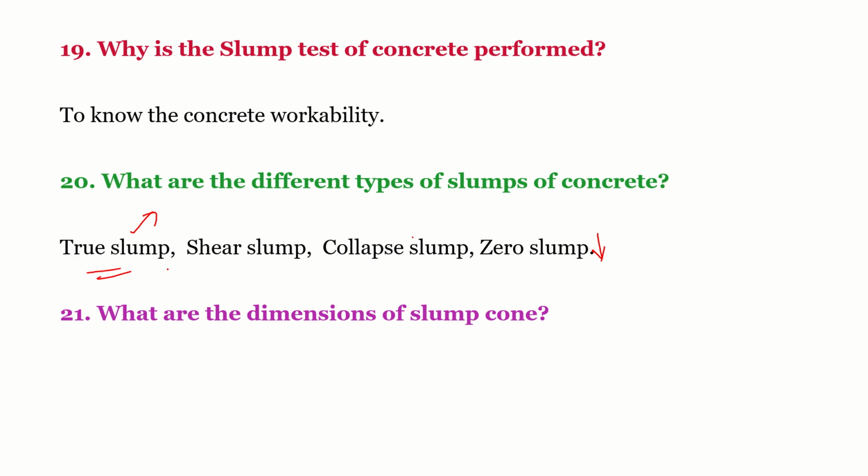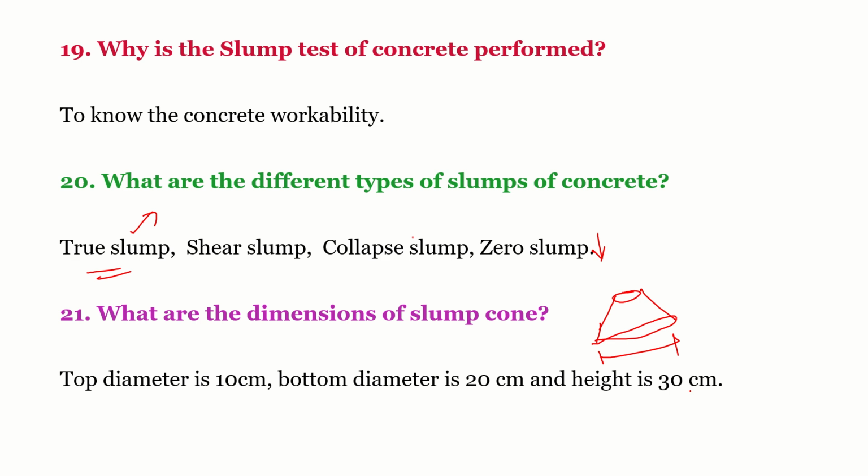And what are the dimensions of a slump cone? Generally we perform the slump cone test on a cone whose bottom diameter is 20 centimeters, top diameter is 10 centimeters, and the height of the cone is 30 centimeters. After placing the concrete into the cone and lifting the cone, based on how the concrete subsides, we decide whether it is a shear slump, a collapse slump, or a zero slump.